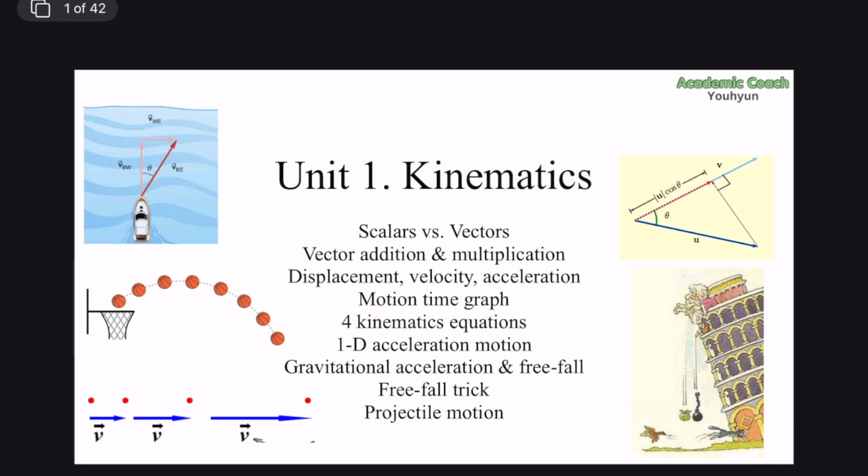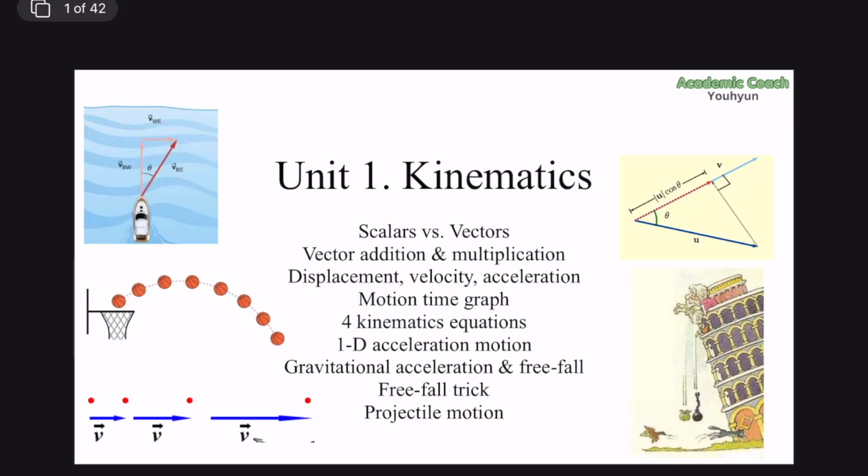This is Unit 1 Kinematics, the very first unit of AP Physics 1. Mechanics is the study of motion, and kinematics is the fundamental of mechanics. In kinematics, we learn everything about motion. We learn how an object moves in a certain way.